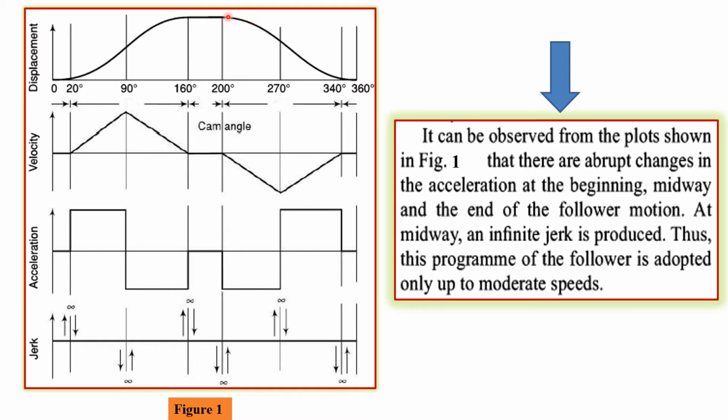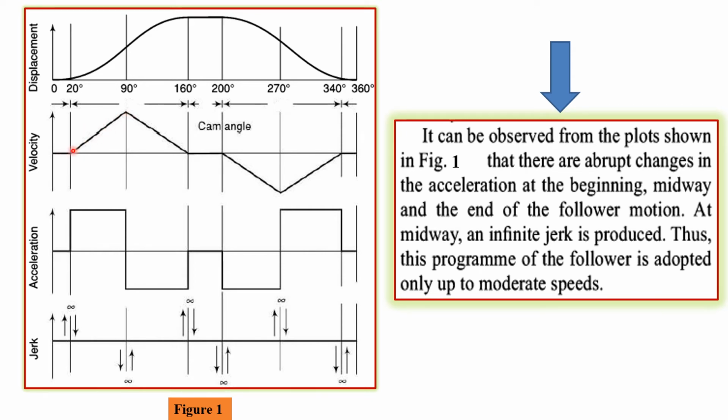So again, this first half of the return is with uniform acceleration, and the remaining half of the return is with uniform retardation. Then beyond 340 degree to 360 degree, that is by 20 degree, and 20 degree at this particular point. So 40 degrees again is the dwell period observed by the follower. You can see here that the velocity is 0 during this 20 degree rotation of the cam, and for this initial 20 degree rotation of the cam, the velocity of the follower is again 0.